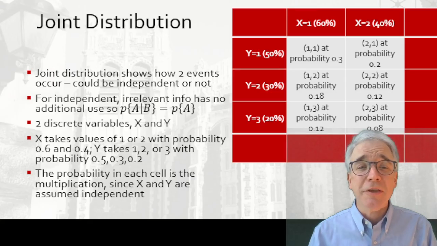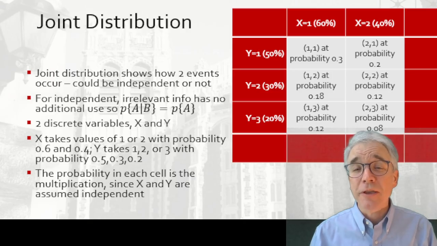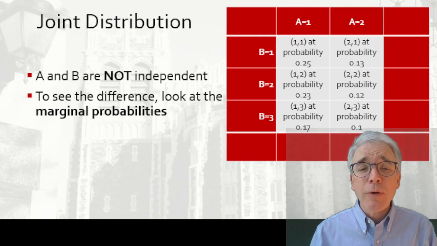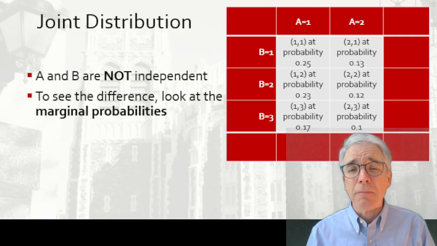So here x takes the value 1 with 60% probability, x takes the value 2 with 40% probability, y takes the value 1, 2, or 3 with probabilities 50%, 30%, and 20%. Assuming independence, the probability of each of those particular cells is the multiplication. Probability of getting, say, x equals 2 and y equals 3 is going to be 8%, because that's 40% times 20%. Simple math. But how would I distinguish these from another case that's not independent?